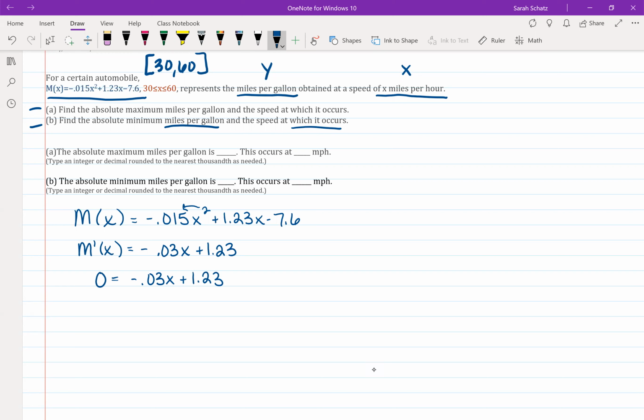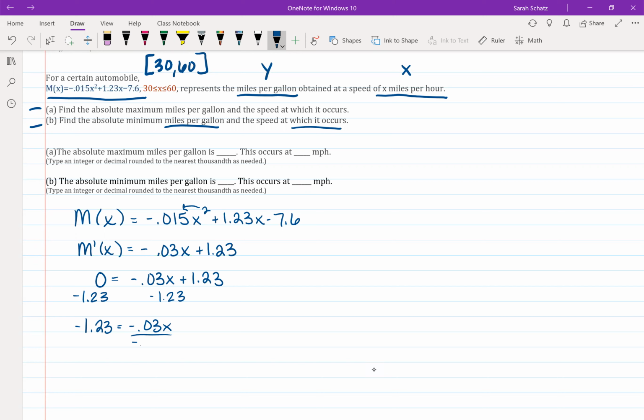Now this one's pretty easy. It's an easy solve because notice we only have x to the first, so you just have to isolate the x term. So we're going to subtract 1.23 from both sides and get negative 1.23 equals negative 0.03x. So now I just need to divide both sides by negative 0.03.